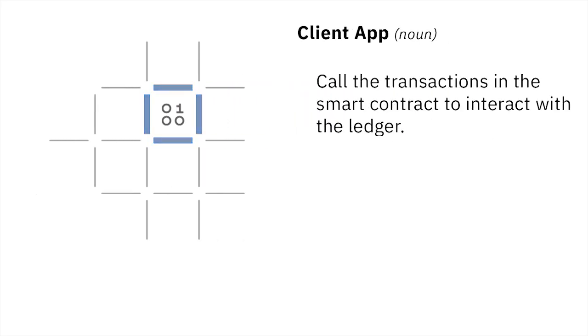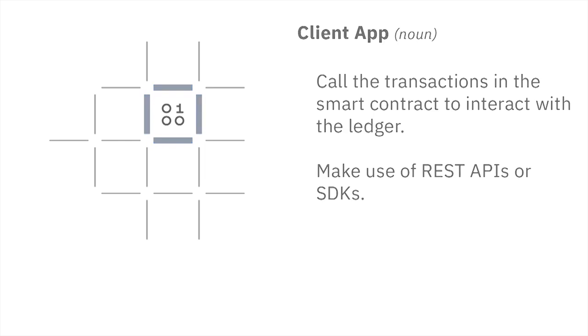Secondly, client apps. Once you've deployed a smart contract and your blockchain network is ready for the inevitable storm of commodity trading, client apps are the ones that will call the transactions in the smart contract to interact with the ledger. They'll do so via REST APIs or client SDKs. We'll show a demo of the end result in this video, but for more detail on client app development, please read the accompanying blog linked in the description.